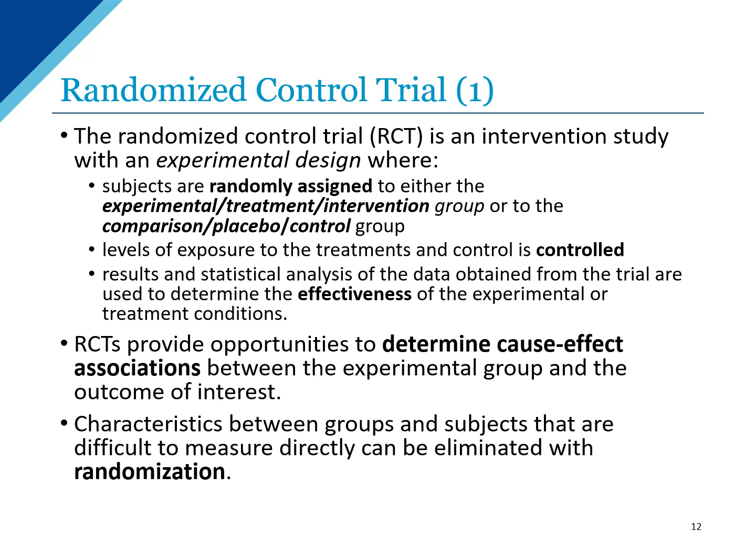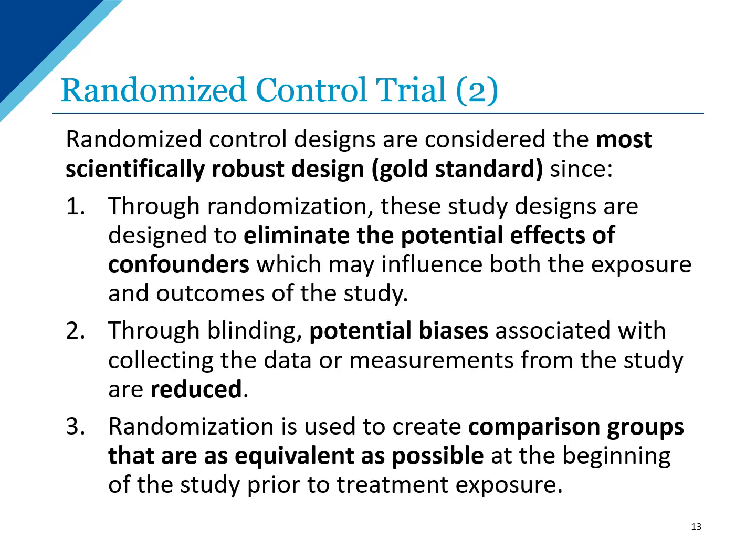Randomization is the ideal means for controlling for confounding in study design, in that the random assignment of individuals to groups should then evenly distribute any characteristics that could affect the intervention that are difficult to measure. Randomized control trials, which we also call RCTs, are considered the most scientifically robust study design. They are the gold standard. This is because randomization helps eliminate the potential effects of confounders and creates comparison groups that are as equivalent as possible at the start of the study.